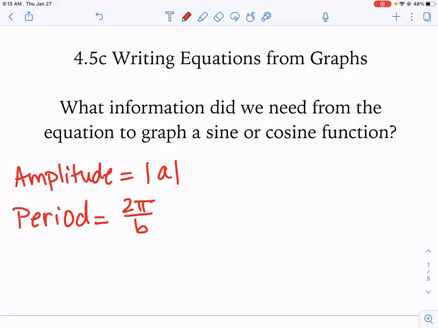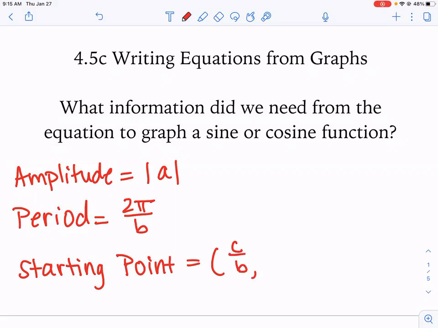Okay, and then the last thing we look for is what, Kristen? Okay, and what is the starting point? D. You know what number to look for, right? Okay.